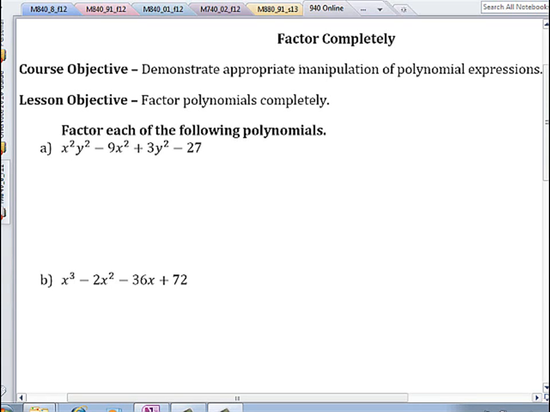This video is about factoring completely. So this time we want to make sure that all of our factoring is complete. The first thing that you're always going to want to check is, can you factor out a greatest common factor?